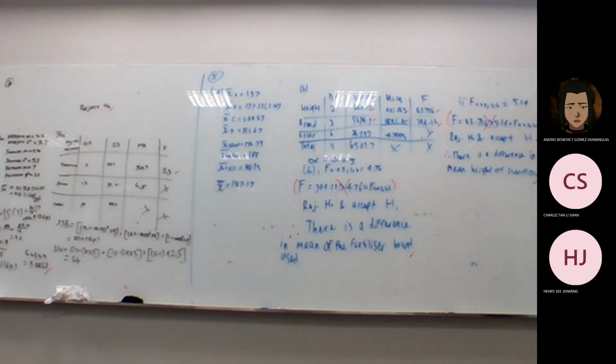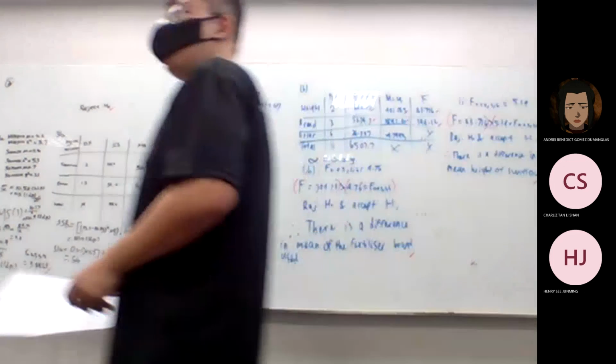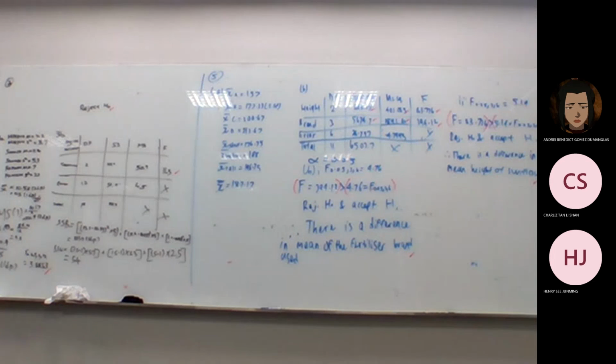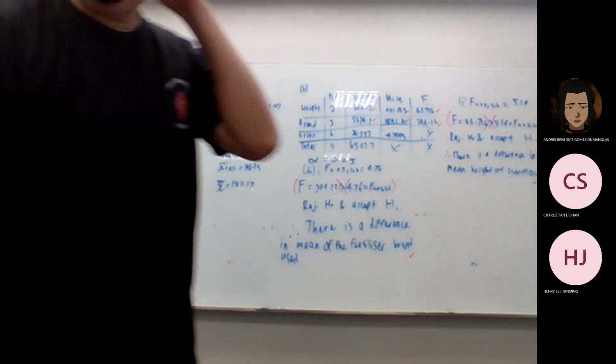Okay, very important. Your F statistic cannot be negative. It can never be negative to begin with. It's a quotient. Okay, so any problems so far? Okay, let's stop this recording.